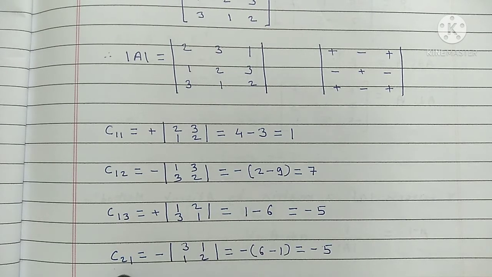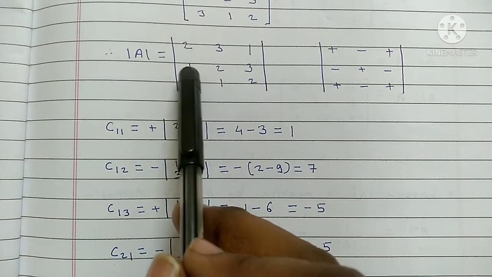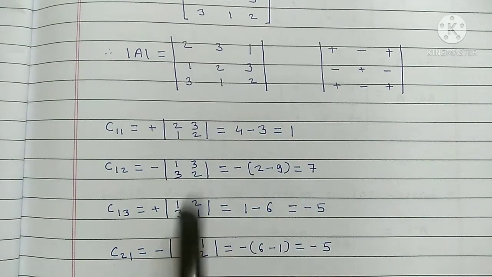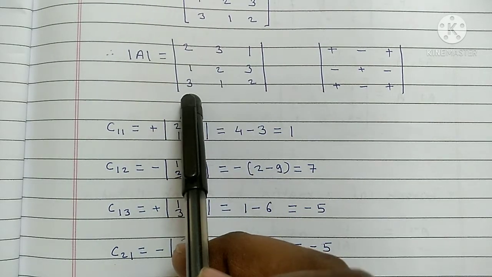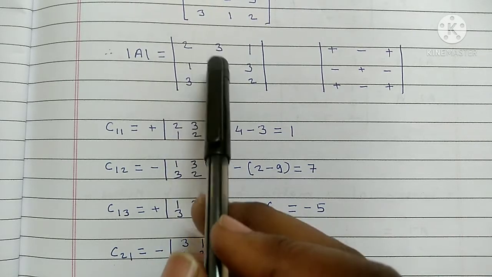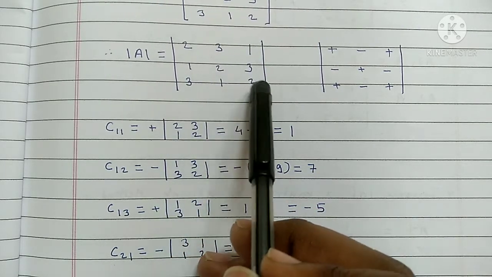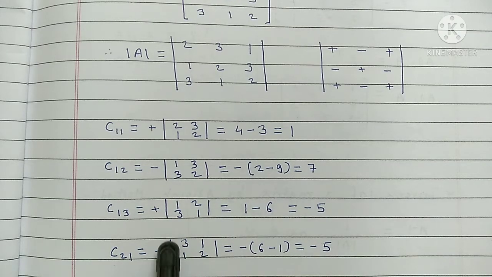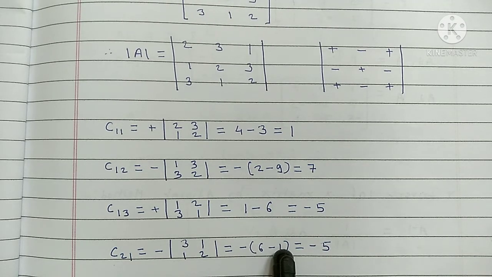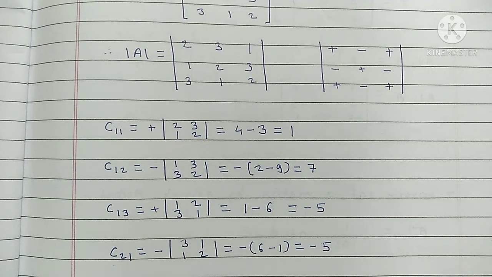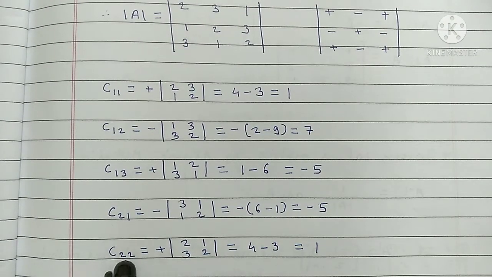Next is C21. This element's corresponding sign is minus. So minus, it is in second row and first column. So just delete second row and first column. So it is 3, 1, 1, 2. So determinant of 3, 1, 1, 2: minus sign and 3 into 2, 6, minus 1 into 1, 1. So 6 minus 1 is 5. So it's minus 5.